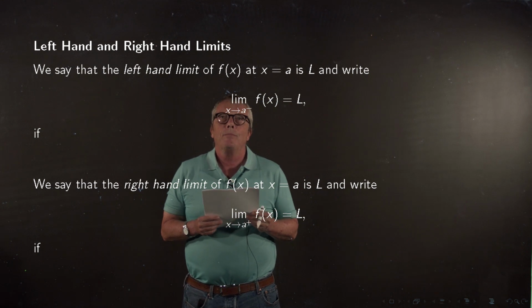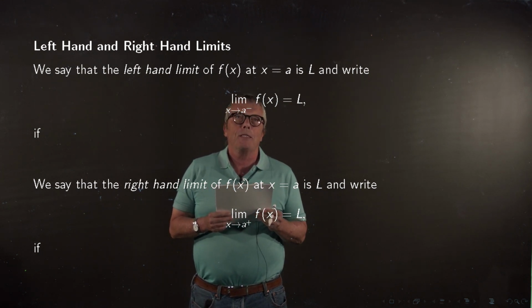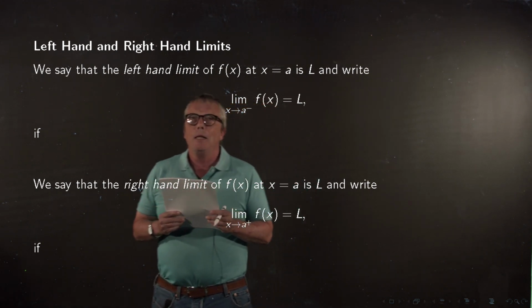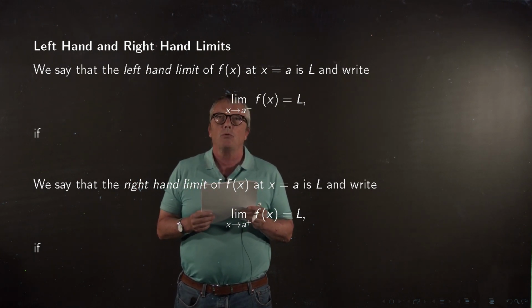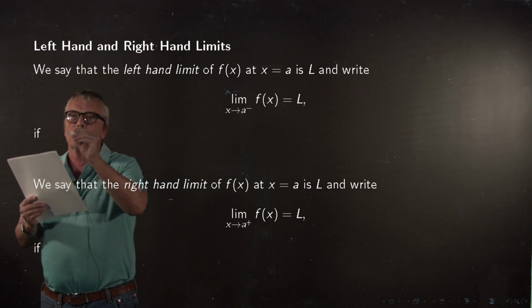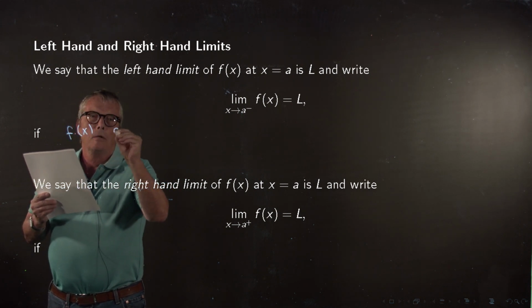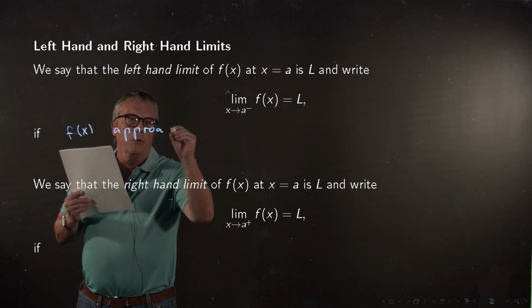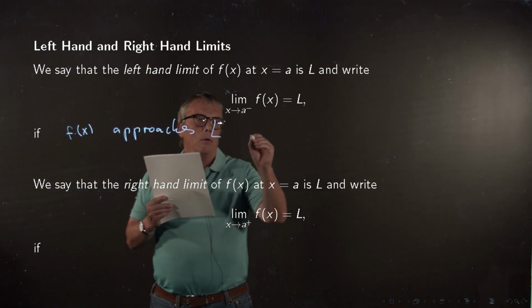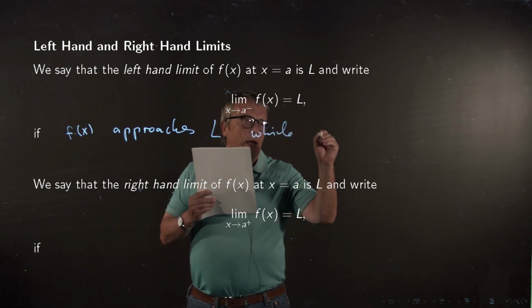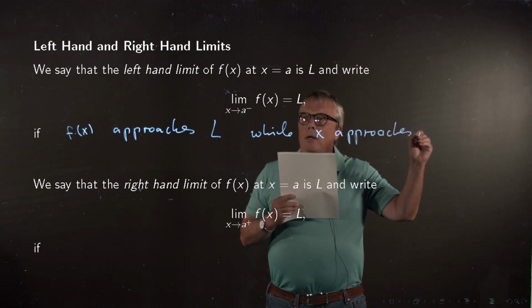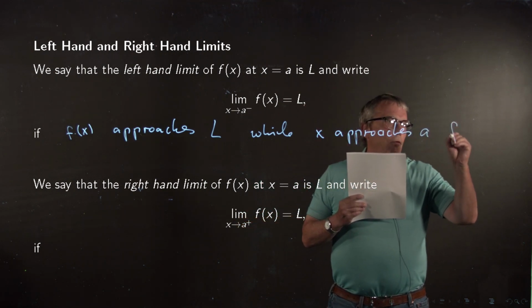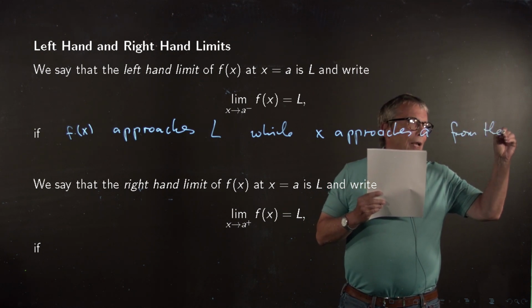So we say that the left-hand limit of f of x at x equals a is equal to L, and we write limit of f of x, x going to a minus, is equal to L if f of x approaches L while x approaches a from the left.